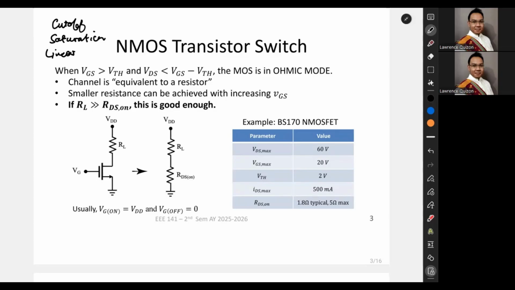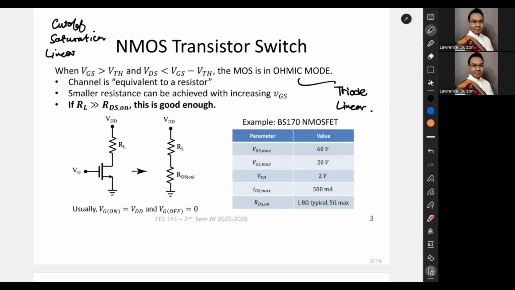So, when VGS is greater than VTH and VDS is less than VGS minus VTH, then the MOS is considered to be in the ohmic mode. This is known by many names. It is also known as the triode region, and also as the linear region. But in this region, the important thing is that it is kind of the analogy to the BJT's saturation region.